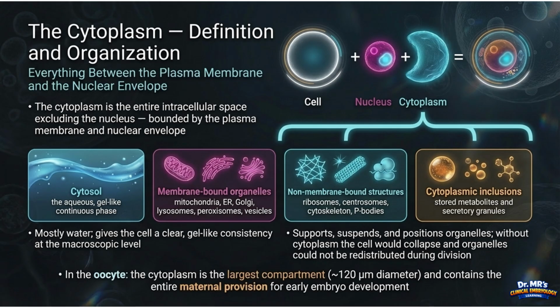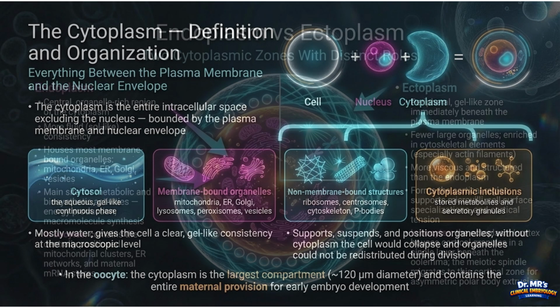Without cytoplasm, the cell would simply collapse. Organelles could not be positioned, redistributed during division, or held in the spatial relationships that make their functions possible. The cytoplasm is both the medium and the mechanism of cellular life. With that structural overview in place, let's look more carefully at the two spatial zones within the cytoplasm, because they are not uniform in composition or function.